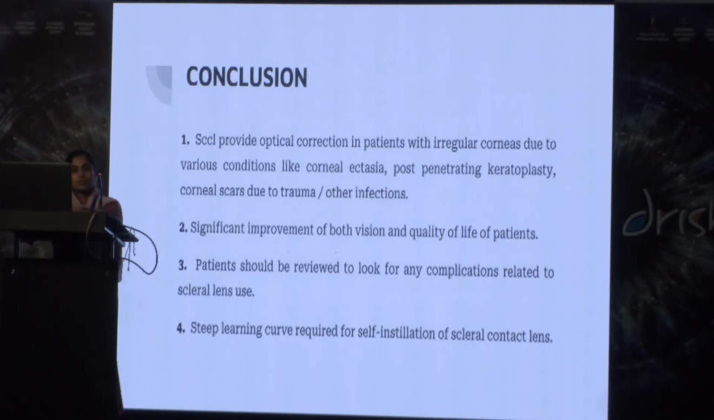So, in order to conclude, the scleral contact lens provides optical correction in patients with irregular corneas due to various conditions like corneal ectasia, post-penetrating keratoplasty, and corneal scars due to trauma or other infections. Significant improvement of both vision and quality of life of the patients was noted. The patient should be reviewed to look for any complications related to scleral contact lens use. A steep learning curve is required for the self-installation of scleral contact lenses.